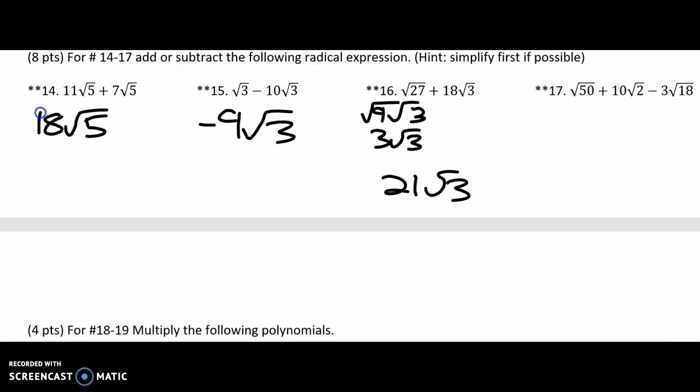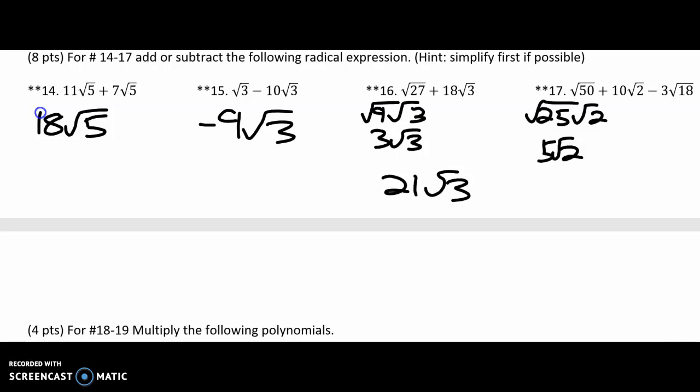Alright, so number 17. I've got a whole bunch there. Again, I see a root 2 in there, so I'm thinking maybe if these are going to work, they all have to be root 2s. So we'll take a look at that. If I divide 50 by 2, it is 25. So that comes out to be 5 root 2. Alright, 10 root 2 is good.